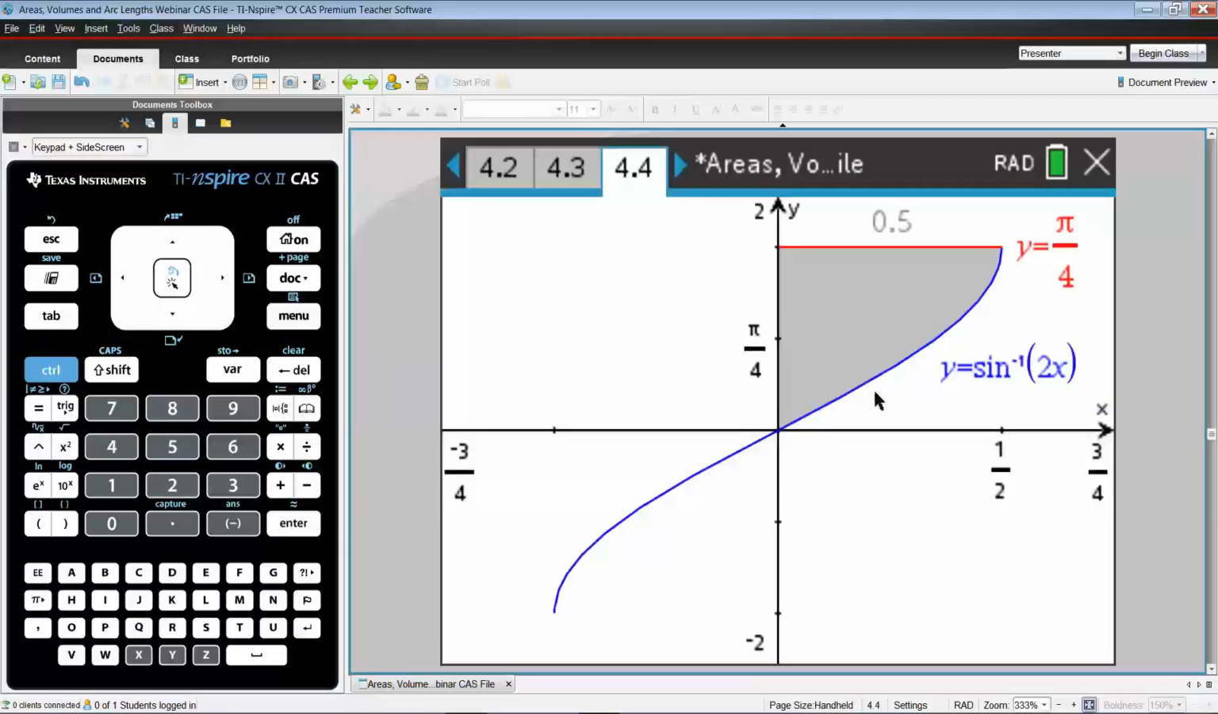Okay, so here we go. So here is the graph of y equals inverse sine 2x. That red line there is the line y equals pi on 4. I've only drawn the line y equals pi on 4 between x equals 0 and x equals half, basically because that's the only part that we need at the moment. And then, of course, the region that we want is shaded over here in gray. Okay, so let's go ahead and find this area.